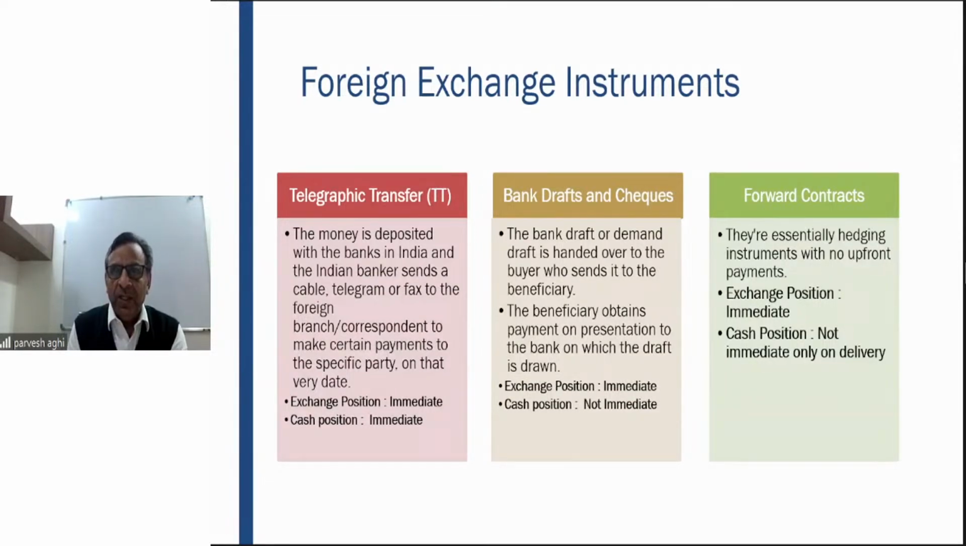Forward contracts. These are essentially hedging instruments with no upfront payment.